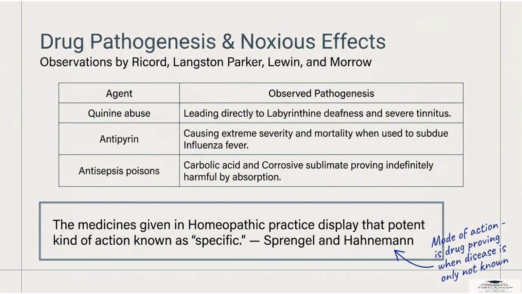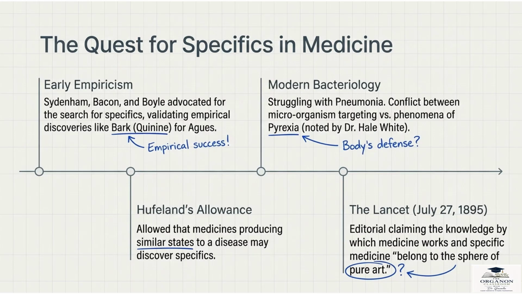Okay, mode of action is drug proving when disease is only not known. इसका मतलब क्या है कि drug toxicity and drug proving are two sides of the same coin. In toxicity, the symptoms are unwanted and uncontrolled. And in proving, the same drug action is observed carefully, systematically, and safely, providing the foundation for a rational remedy selection. Now, we are going to trace the historical search for what physicians called a specific medicine.